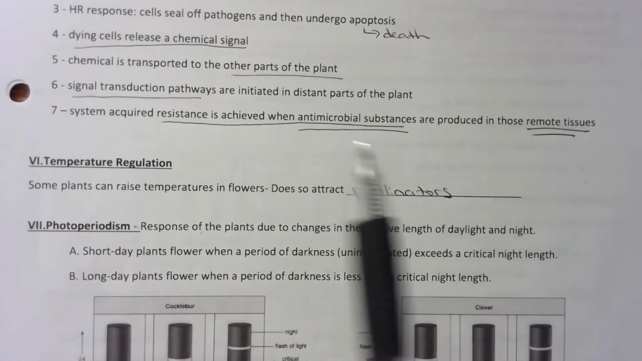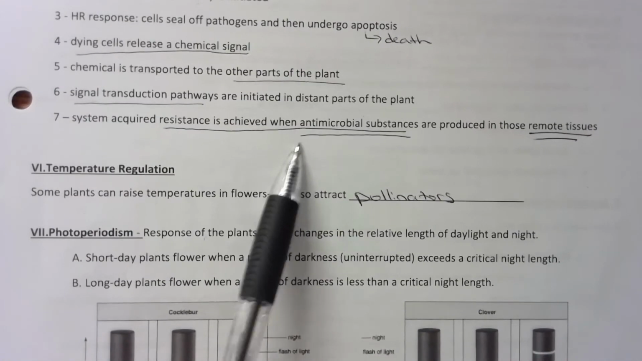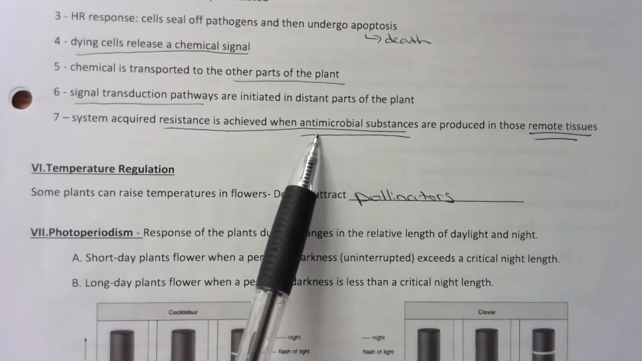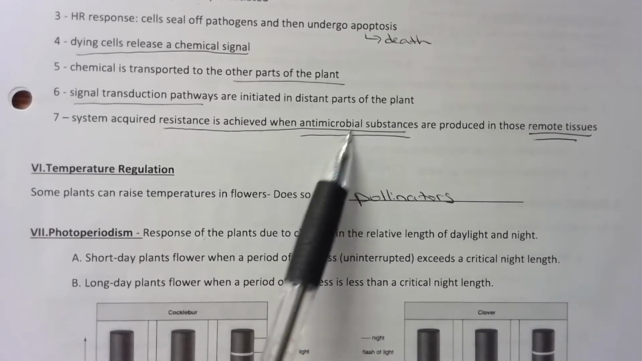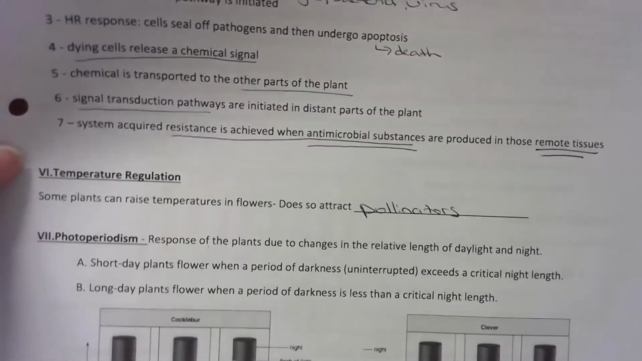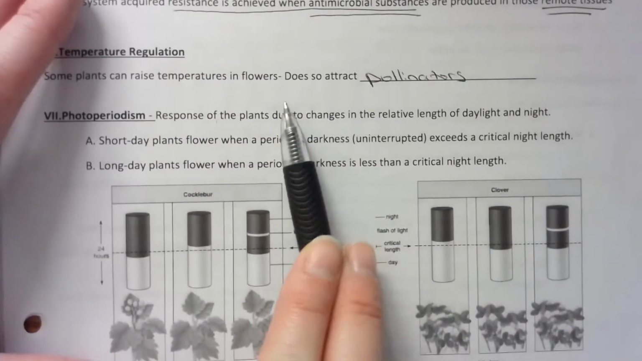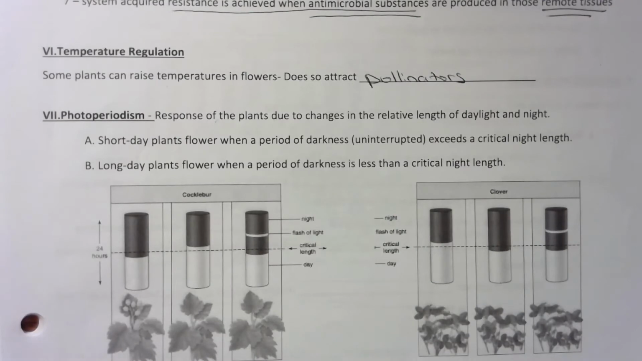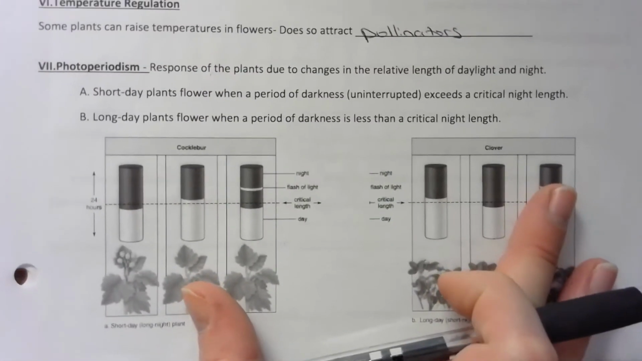Real quick, just throwing this out there, one reason why plants don't always do this is because it's very energy costly. So the plant doesn't want to constantly be producing a substance that costs a lot of energy. So it only does it when absolutely necessary. Kind of goes back to flowering. Plants don't flower all the time because it costs a lot of energy.